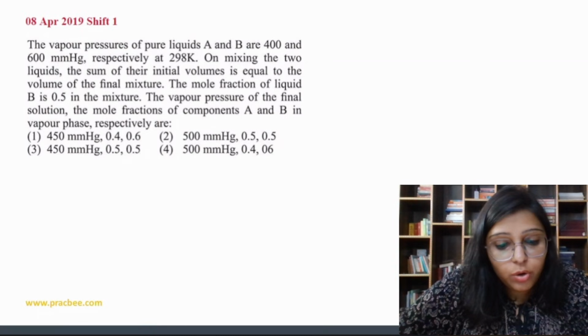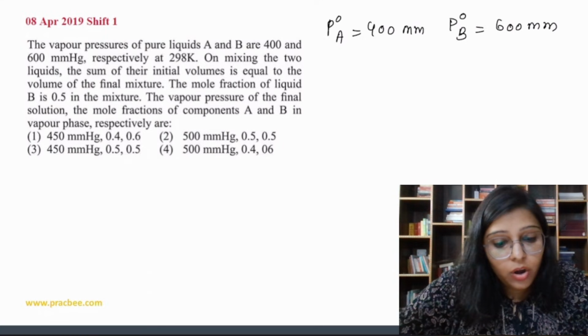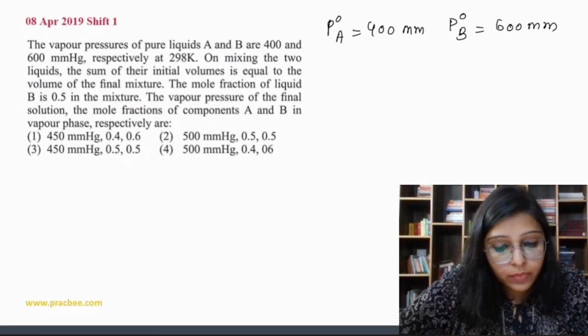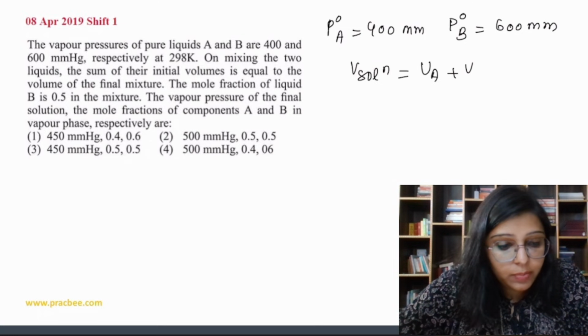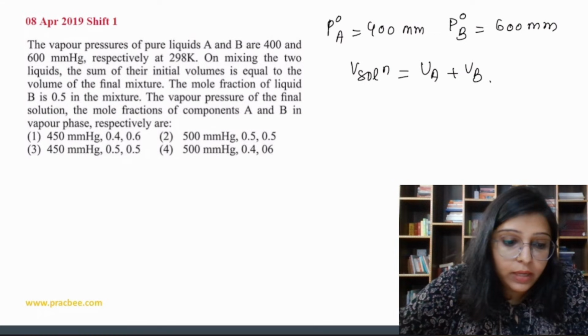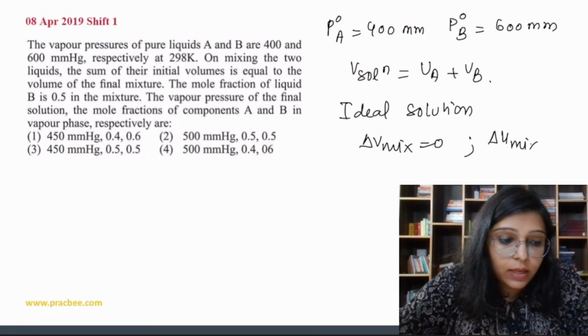The vapor pressure of pure liquids A and B are given. It means P naught A is given as 400 mm of Hg and P naught B is given as 600 mm of Hg. Perfect. On mixing the two liquids, the sum of their initial volumes is equal to the volume of the final mixture. Fine. It means the volume of solution is equal to VA plus VB. Right? It means they are an ideal solution. So for an ideal solution, delta V mixing is equal to 0 and delta H mixing is equal to 0.